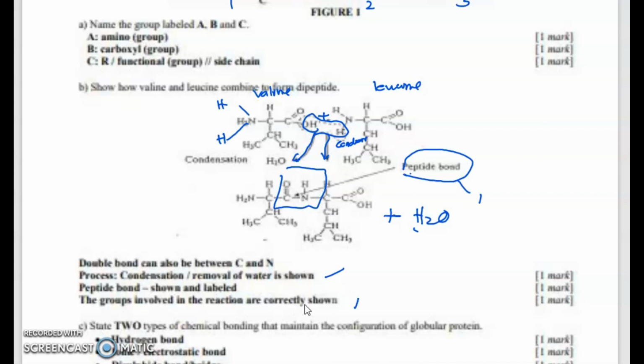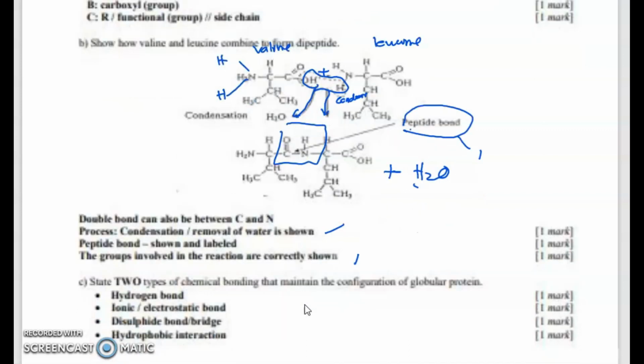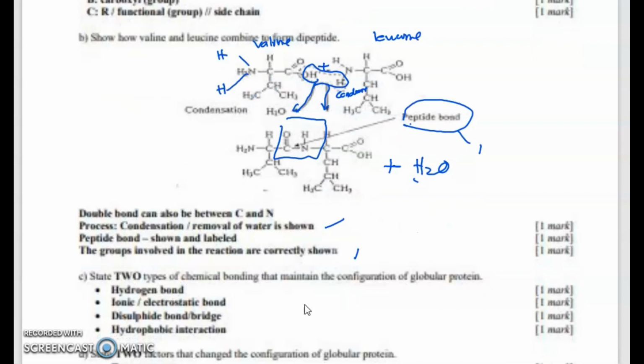So, dapatlah kamu 3/3. Next. State 2 types of chemical bonding that maintain the configuration of globular protein. Bila kata globular protein, it is tertiary level or quaternary level. Okay, sebab globular protein means the polypeptide is coiled and folded at the same time. So, to maintain the globular shape, the polypeptide must have this type of bond.